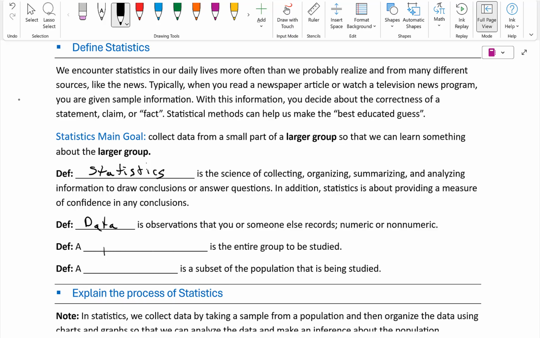A population is the entire group to be studied, and a sample then is a subset of the population that's being studied. So our goal is to take a sample of people from the population to try and determine something about the population. We want to maximize good results as conveniently as possible, so we don't want to try to survey the entire population. It costs too much, it's too time consuming, so we'll work at different sampling methods.